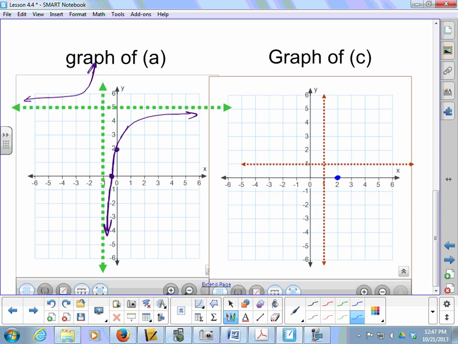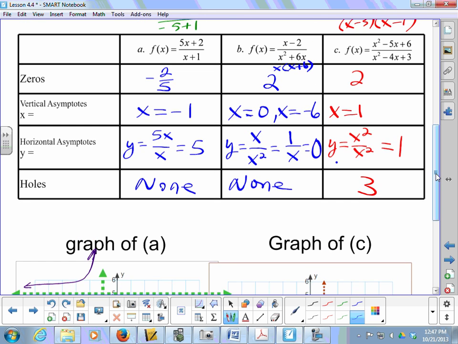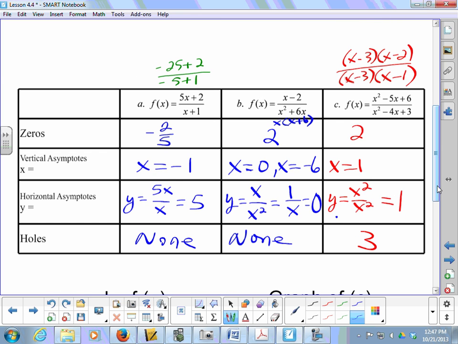Now we also have a hole, right? A hole at 3, at x equals 3. So here's how you graph your hole, because you need to figure out exactly where it is. And it's very simple.